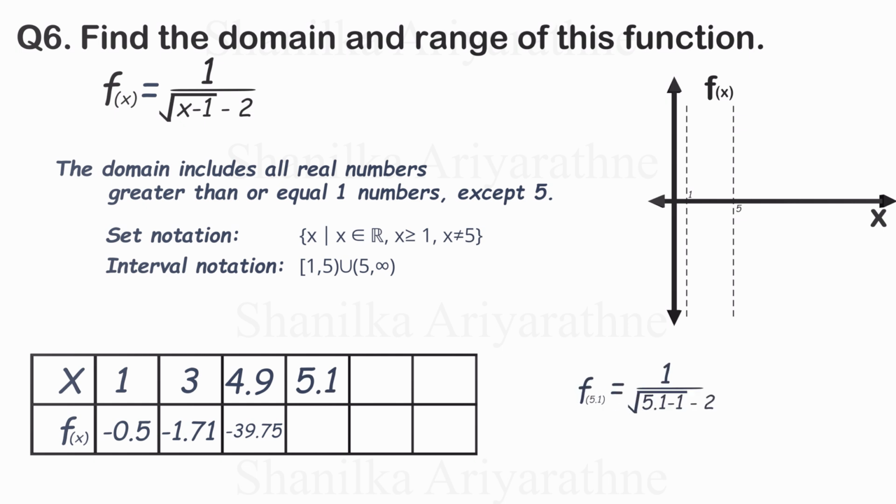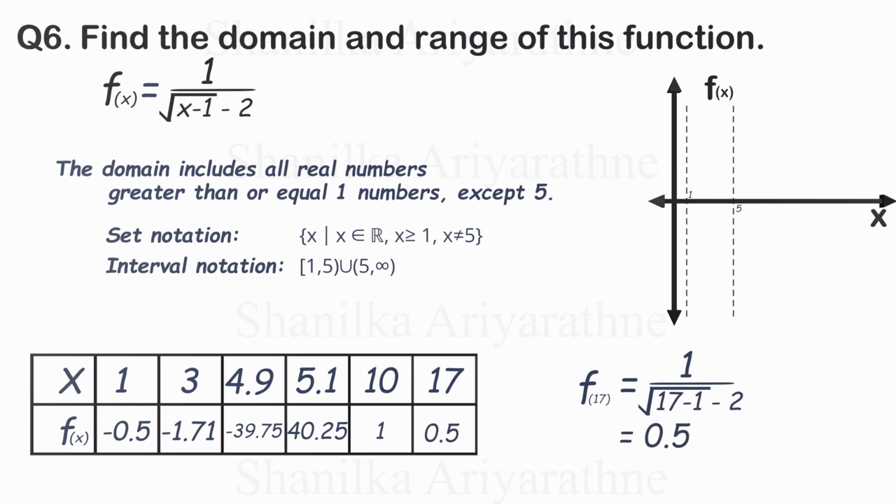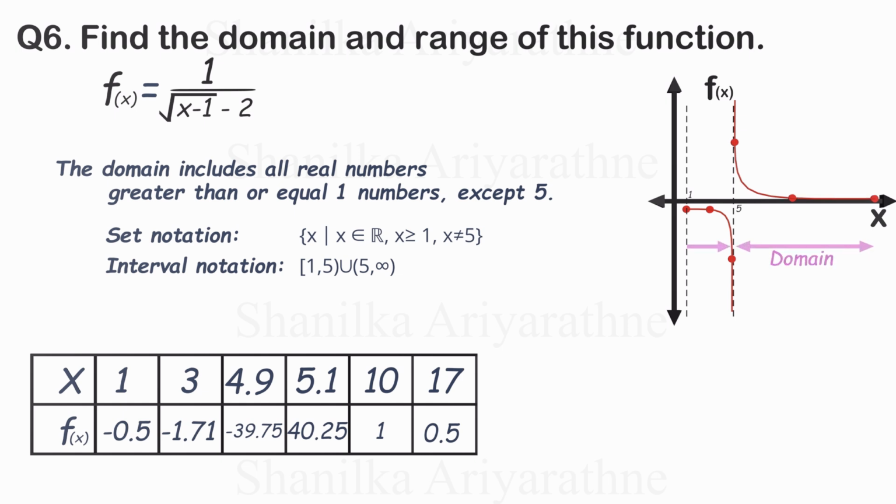If x is 5.1, then f(x) is 40.25. If x is 10, then f(x) is 1. If x is 17, then f(x) is 0.5. Now we can plot the graph using these points. We can see that the domain consists of all real numbers equal or greater than 1, but not 5.